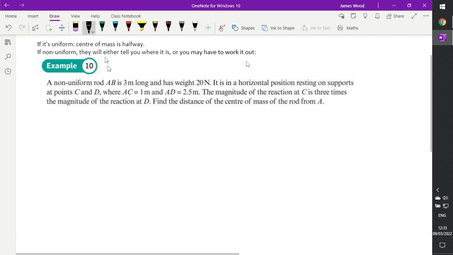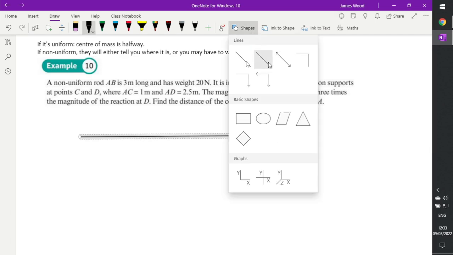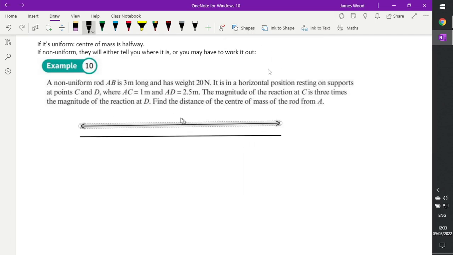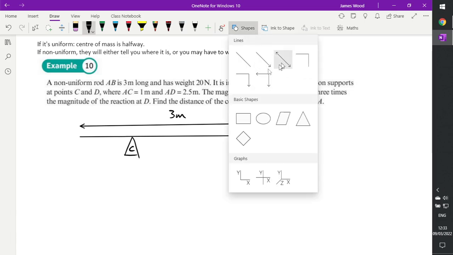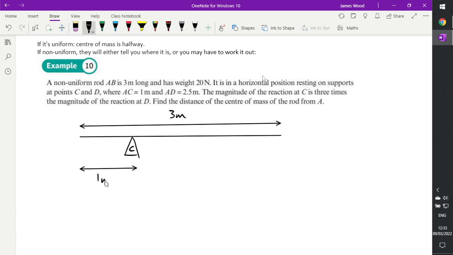So we've got a non-uniform rod AB of length 3 meters. Okay, so there's my rod, and then length is 3 meters. And it's got a weight 20. Now it's non-uniform, so I'm not going to put on exactly where that is yet. I'll hopefully do that in a minute. It is in a horizontal position resting on supports at points C and D, where A to C is 1 meter, so that's like a third of the way along. Okay, so this length here is 1 meter. And A to D is 2.5 meters. So that means that little length at the end is going to be 0.5 meters.